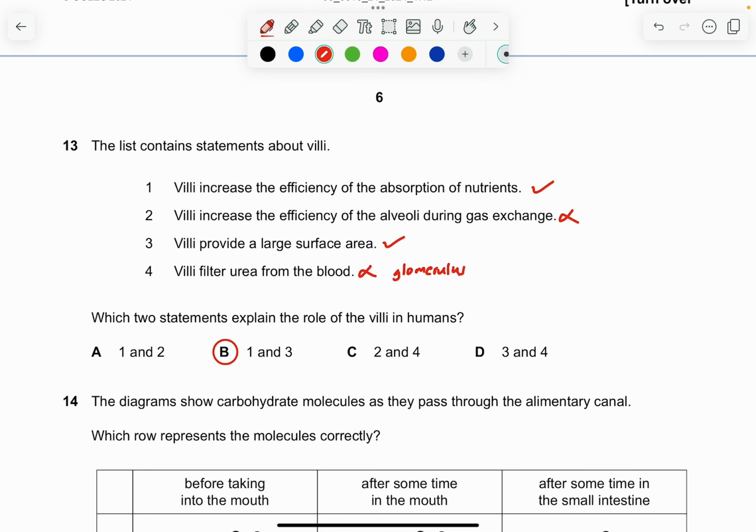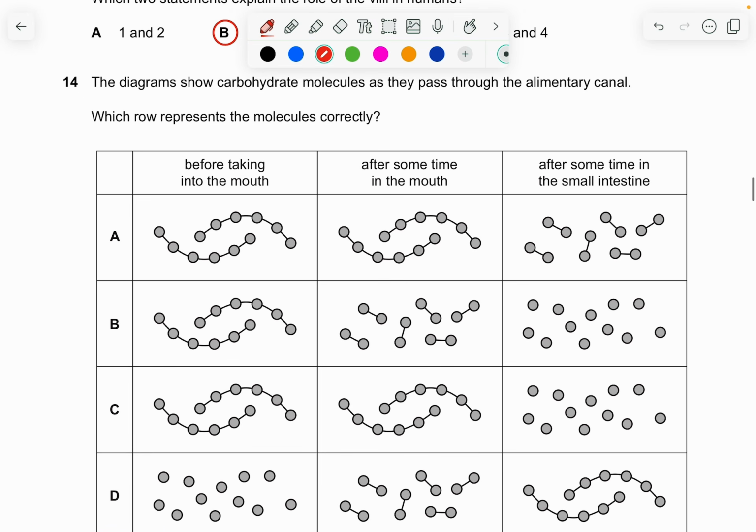If you are saying that why, yeah, so this is the only correct answer that I can tell you. 1 and 3 sound the most correct, because number 3 is because there's a lot of microvilli, then it increases the surface area. Okay. So question 14.